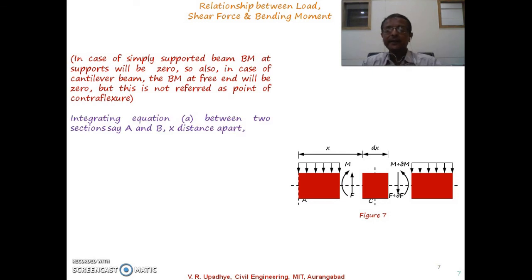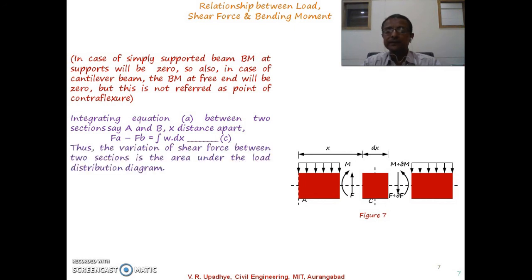So, integrating equation A, that equation was w is equal to dF by dx. So the rate of change of shear force gives the magnitude of loading. So if between two sections, say A and B, at x distance apart, we integrate it, then Fa minus Fb gives us the integral of w dx. So the variation of shear force between two sections is the area under the load distribution diagram.